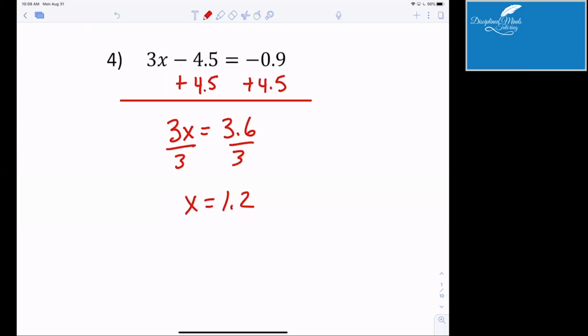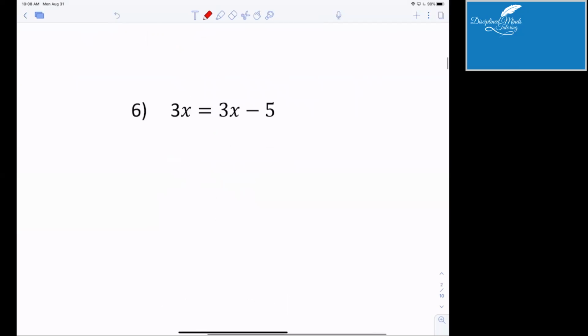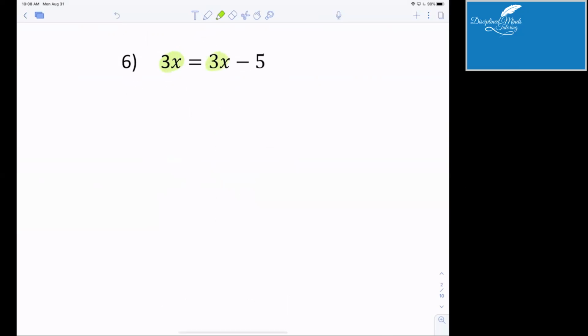All right, here we go. Question number 6. Everybody at this stage of the game should be able to look at that and say, that's a problem. 3x cannot equal 3x minus 5. Yes, you're right. That is a contradiction. So in this case, it is what? No solution. 3x cannot equal itself minus 5. Anybody have any questions with that? All right, let's continue on.